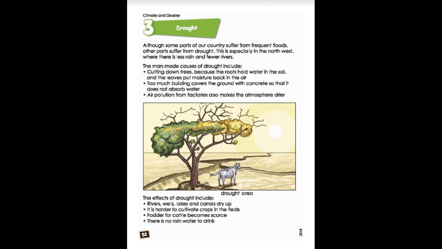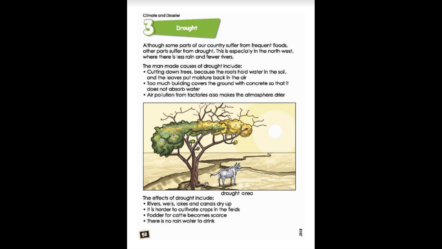Drought. Drought means the weather is too hot and there is no water in the land. Although some parts of our country suffer from frequent floods, other parts suffer from drought. This is especially in the northwest where there is less rain and fewer rivers.